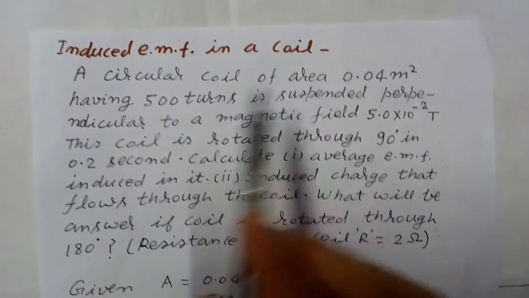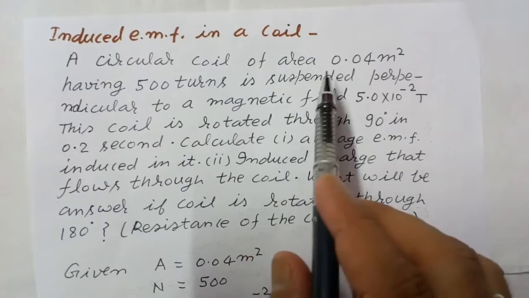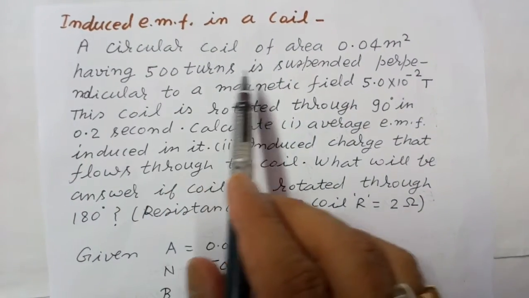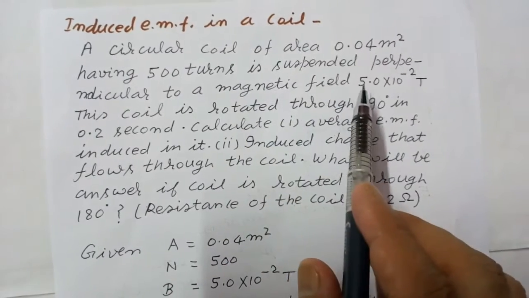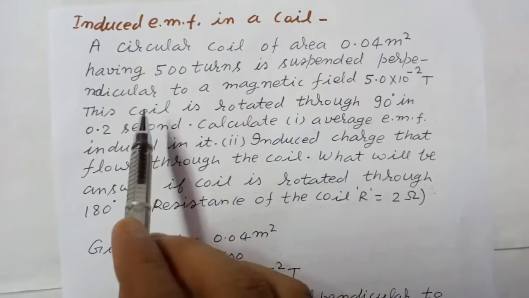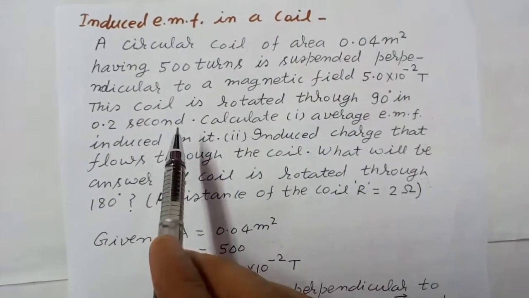Induced EMF in a coil. A circular coil of area 0.04 meter square having 500 turns is suspended perpendicular to a magnetic field 5.0 into 10 to the power minus 2 Tesla. This coil is rotated through 90 degree in 0.2 second.